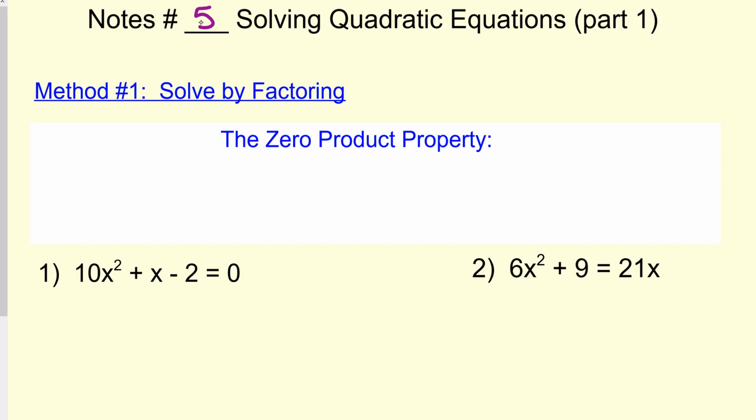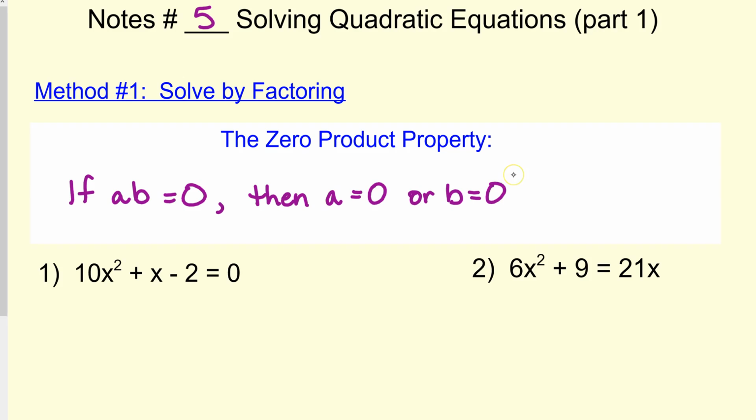Today we're going to look at 3 methods for solving quadratic equations. The first method is called solve by factoring, and it uses what we know as the zero product property. Sometimes the zero product property has a slightly different name, but the meaning is something like this. If A times B equals 0, then A equals 0 or B equals 0. And in math, when you say "or," it could be one or the other or both. So I'll just make it clear: A equals 0 or B equals 0 or both.